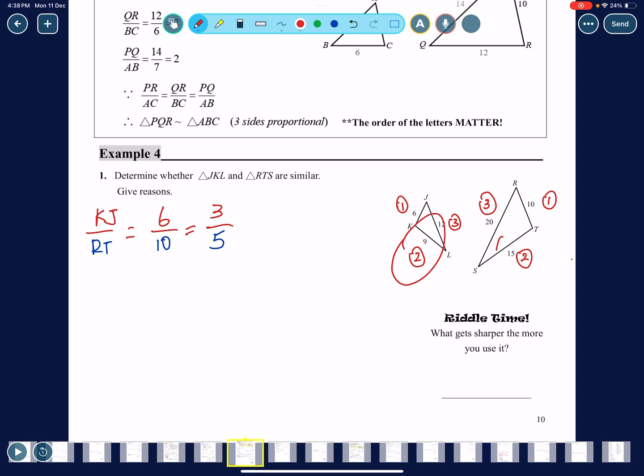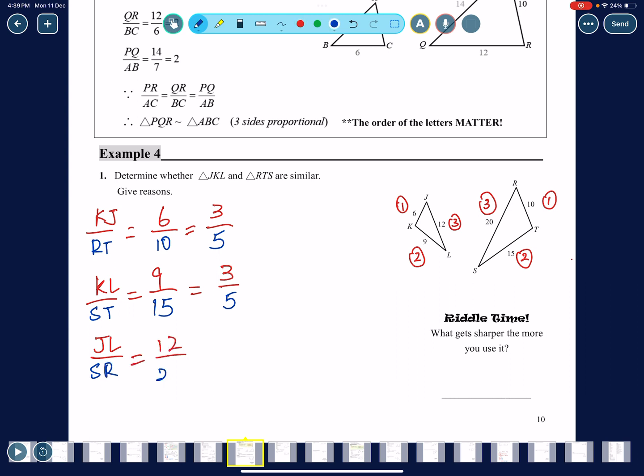Now we're going to deal with the second biggest, the 2's. So it's KL divided by ST. KL is 9, ST is 15. So it's also 3 over 5 in your calculator. Then the last one, the biggest side, the 3's: JL divided by SR equals 12 over 20. Again, this one is 3 over 5.